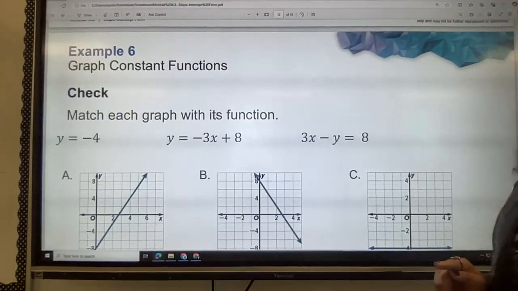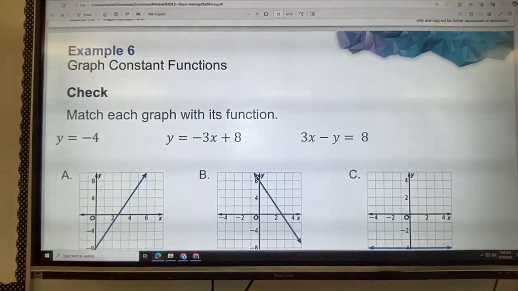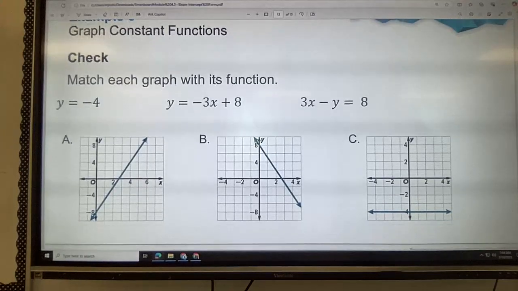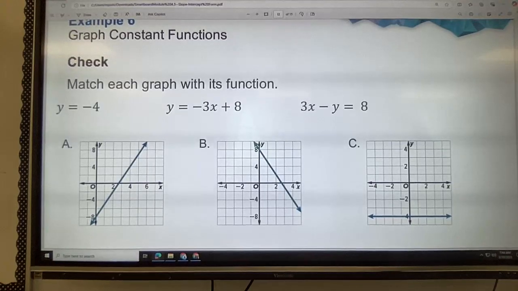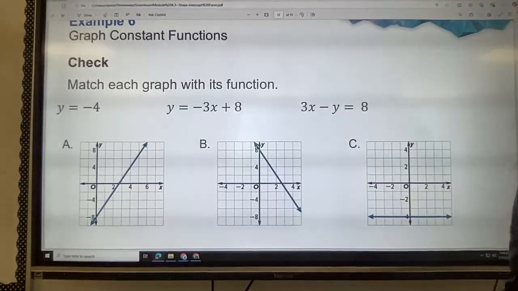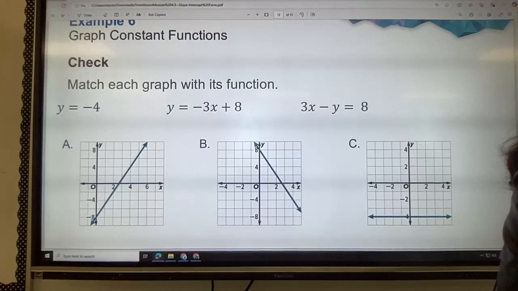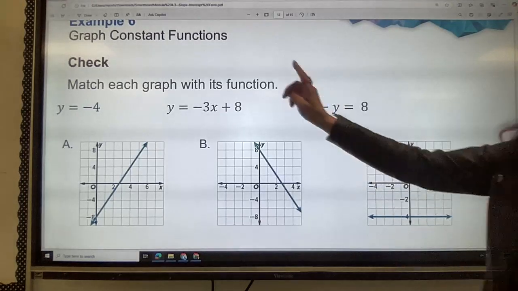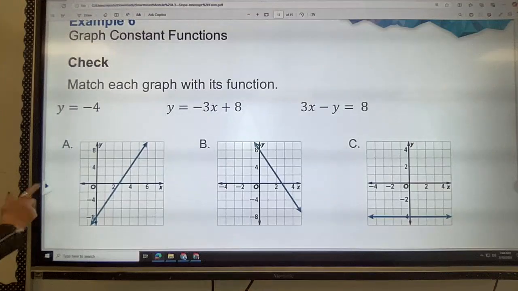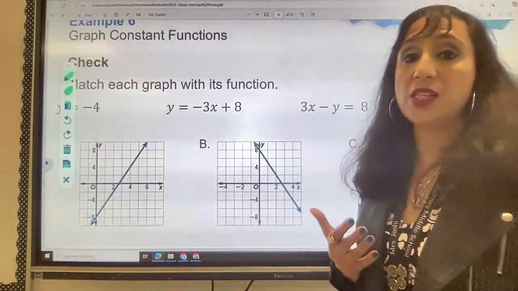If it says y is equal to -4, y is equal to -3x plus 8, 3x minus y is equal to 8. So we are trying to see which of these graphs are related to the function that is written out over here. Okay, so if I'm looking at the first one, it's telling me that y is equal to -4. So again, that's a constant function.